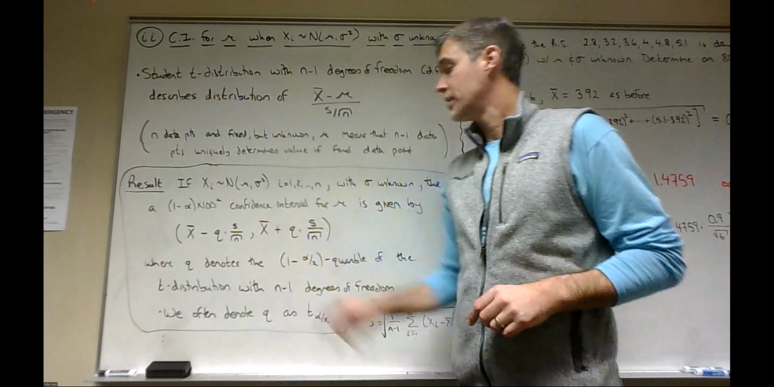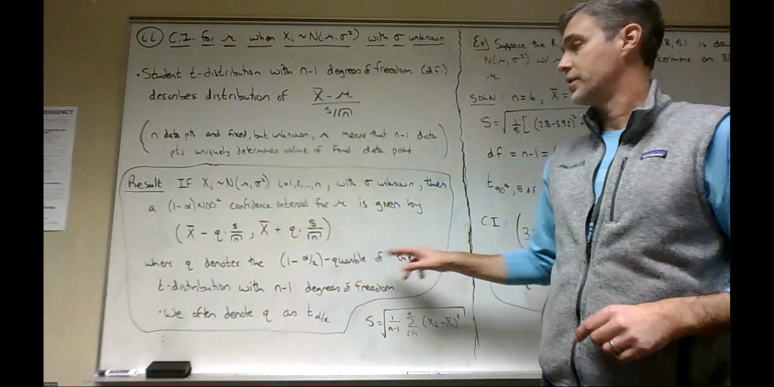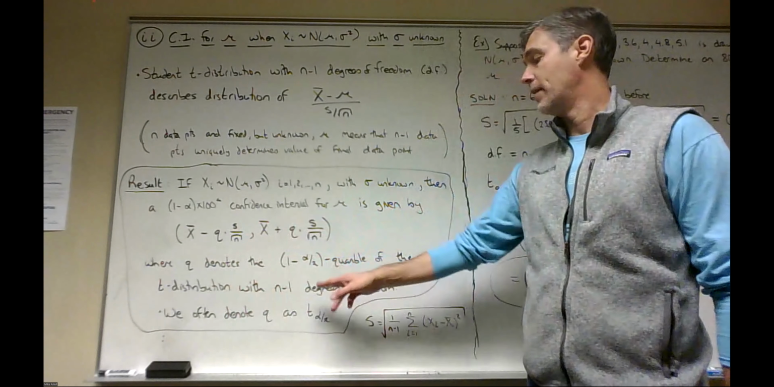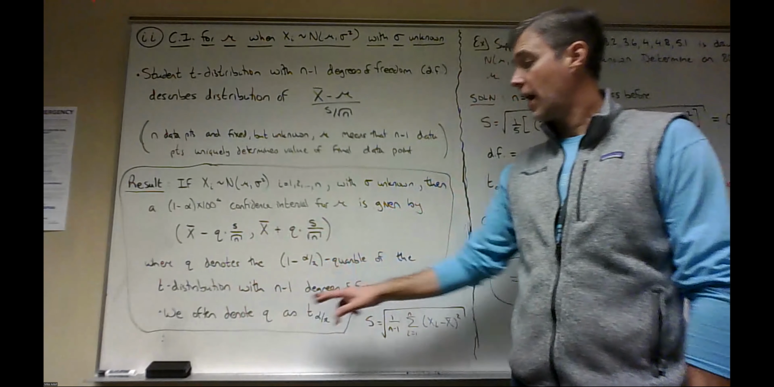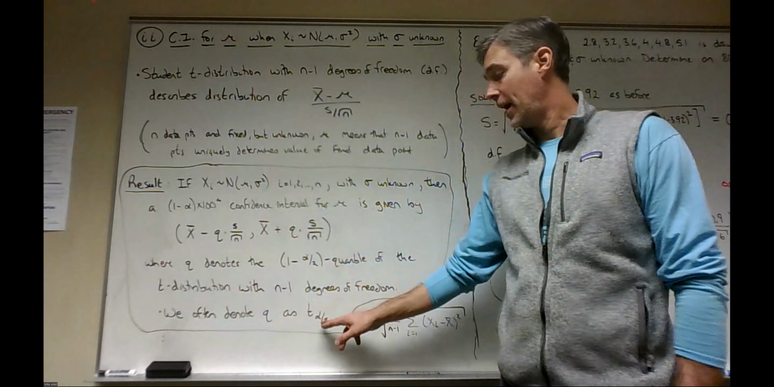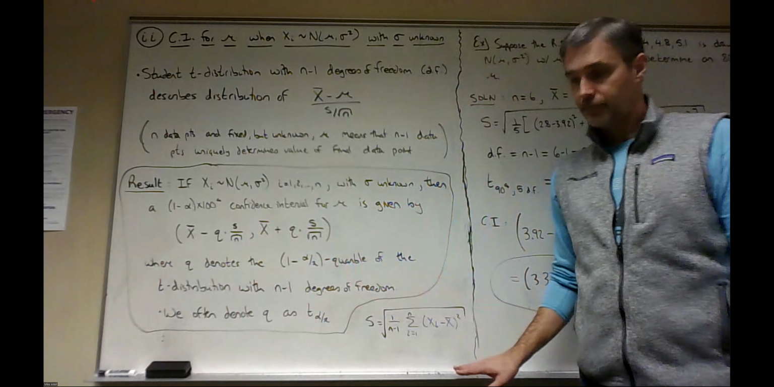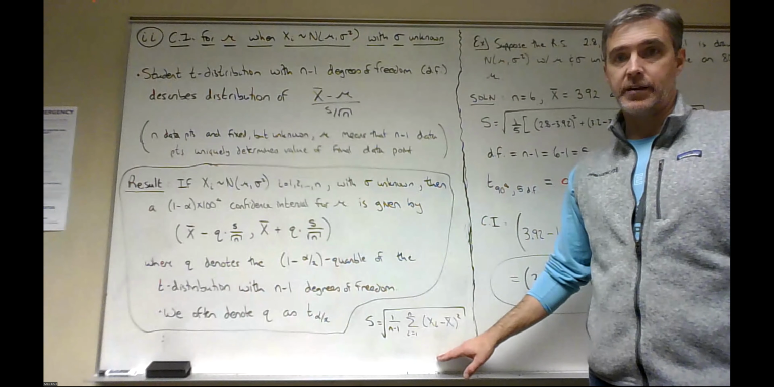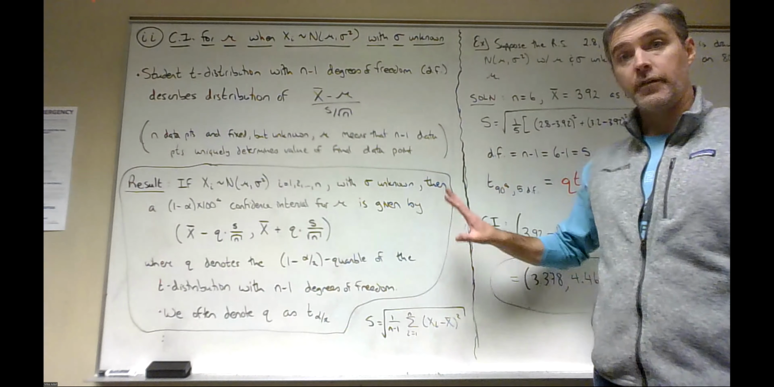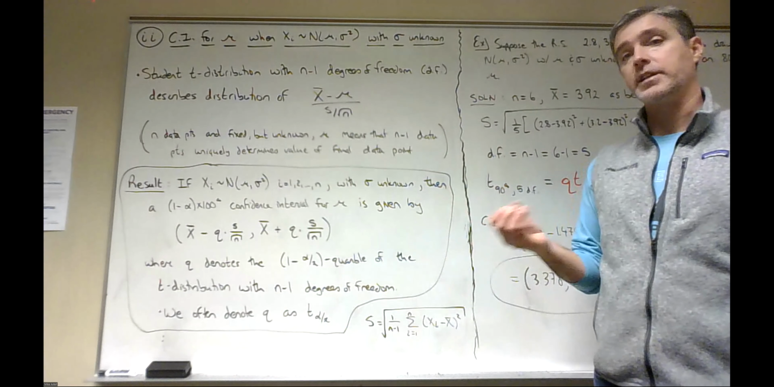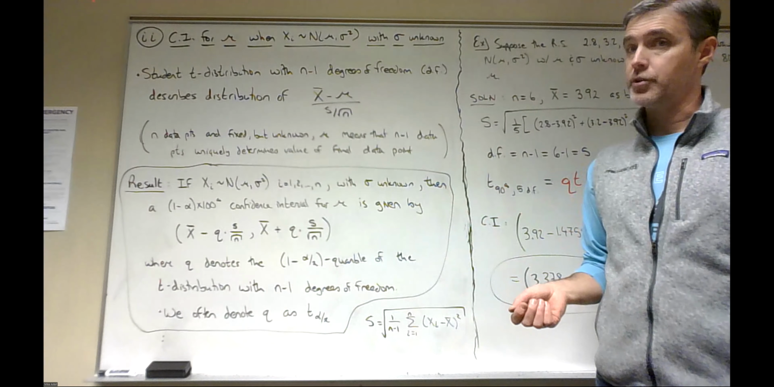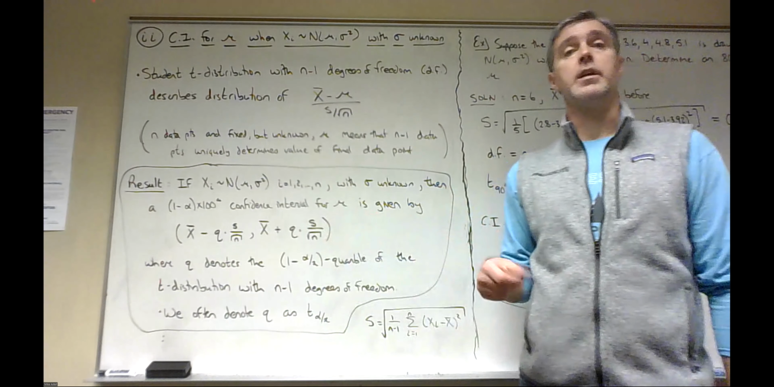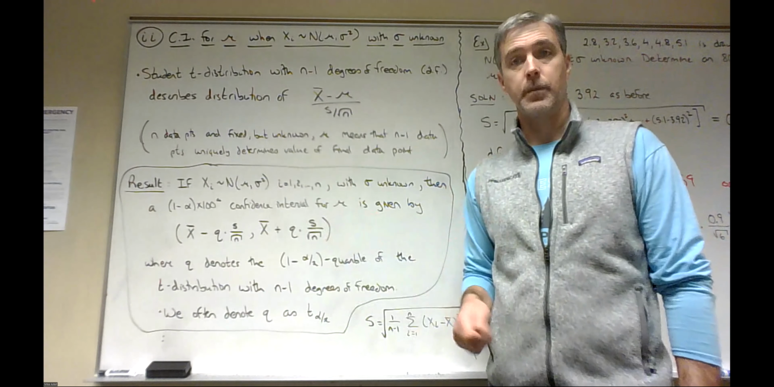But there's one other difference. The q, the quantile, denotes the 1 minus alpha over 2 quantile of the t distribution, not the normal distribution, the t distribution with n-1 degrees of freedom. We often denote that as t sub alpha over 2. And just to recall, s is the sample standard deviation. So it's a very similar looking formula, but we're using the t distribution instead of the normal distribution, and we're using s in place of the unknown sigma, because remember, s was the unbiased estimator of sigma.